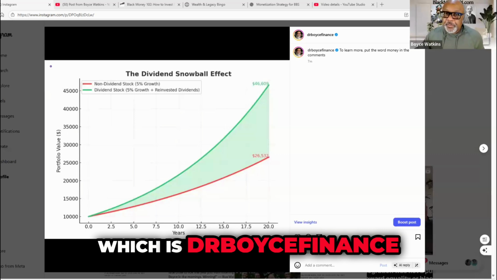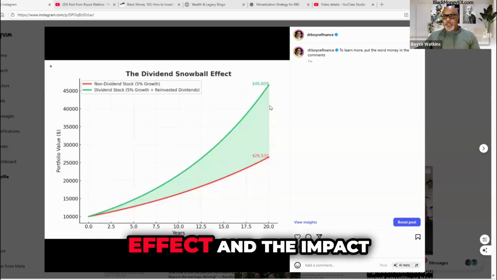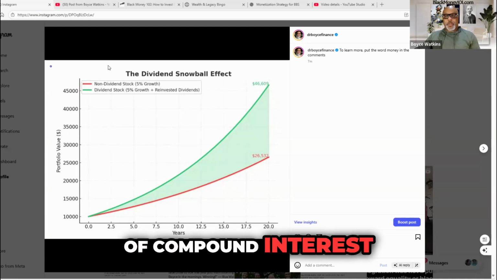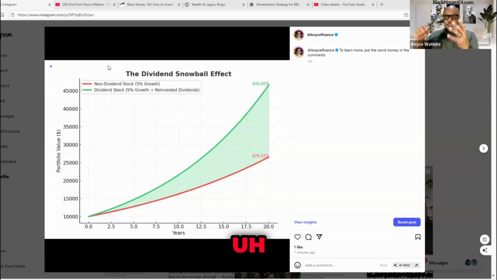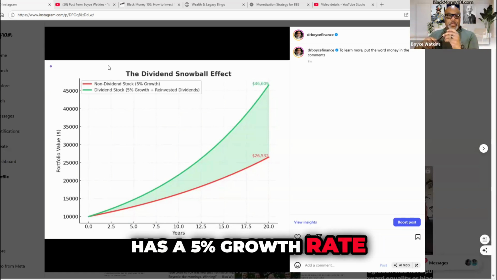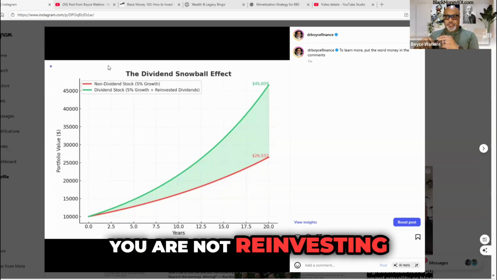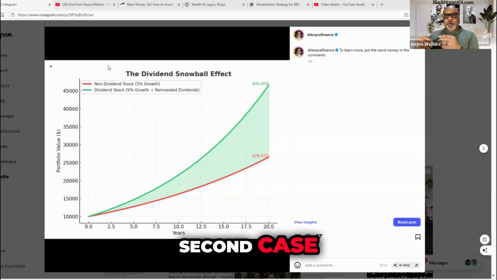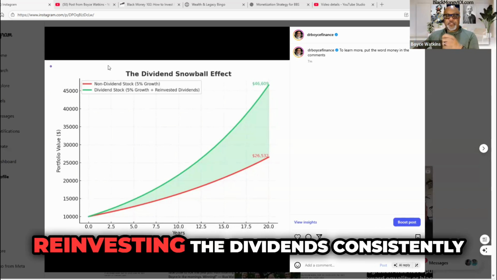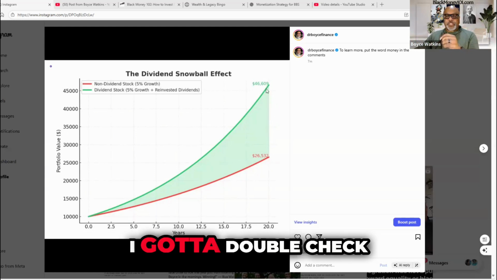This is on my Instagram, which is Dr. Boyce Finance. And on this chart, it shows something called the dividend snowball effect and the impact of compound interest. So this is a stock that has a 5% growth rate. In one case, you are not reinvesting the dividends, you're taking the money and spending it. In the second case, you are reinvesting the dividends consistently. And I believe the dividend yield is 5% as well. I got to double check that on the chart.